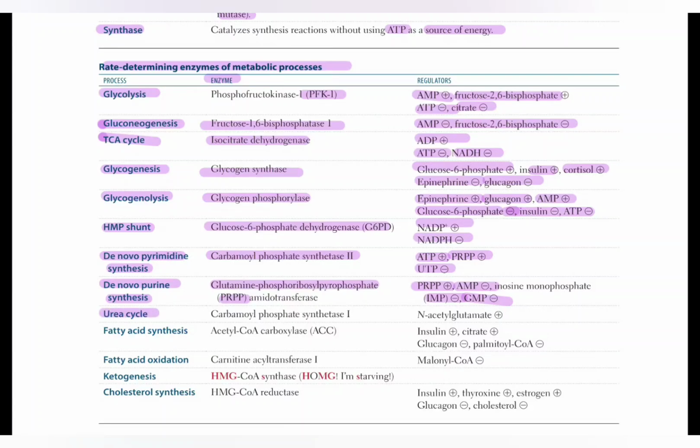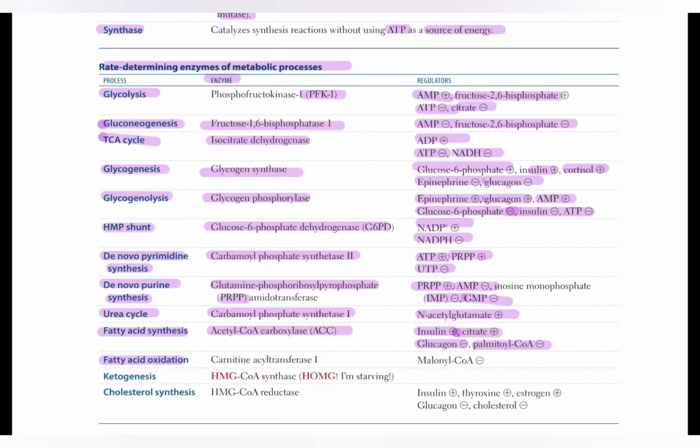Urea cycle, the main enzyme here is carbamoyl phosphate synthetase 1, and regulator is N-acetylglutamate. Fatty acid synthesis, the main enzyme here is acetyl CoA carboxylase. The regulators are insulin and citrate, and inhibitors are glucagon and palmitoyl CoA. These are inhibitors of this process.